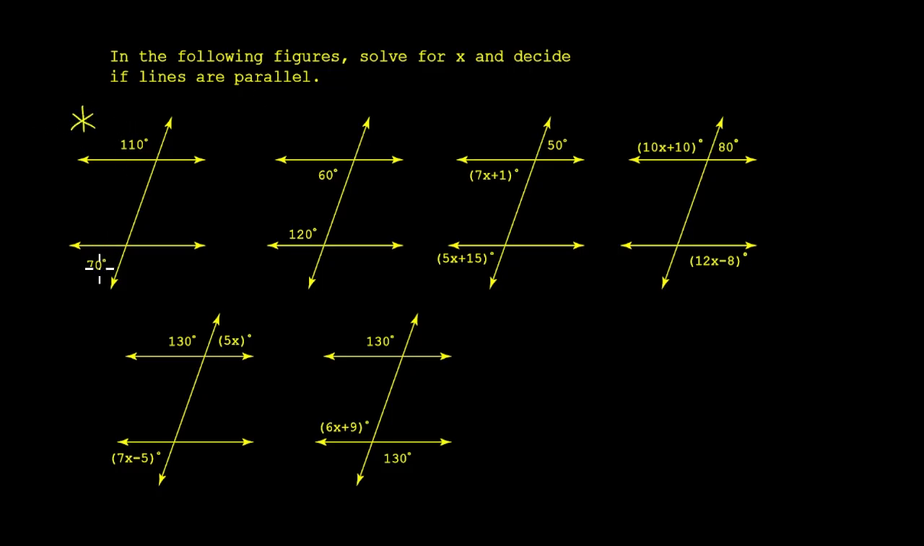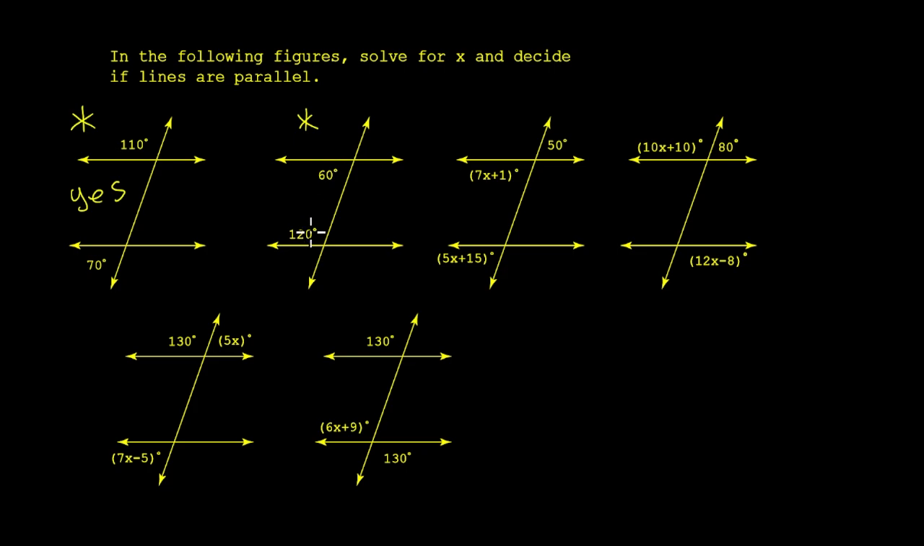You can see we have same side exterior angles. And if these lines are parallel, these will be supplementary. 110 plus 70 is 180. So these are supplementary. So yes, these are parallel. Next, we go to here.